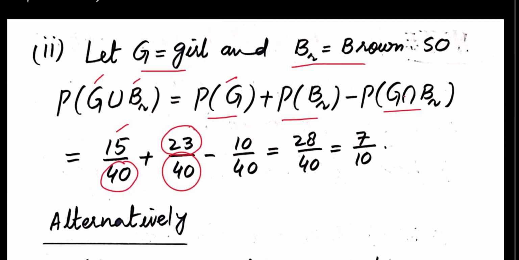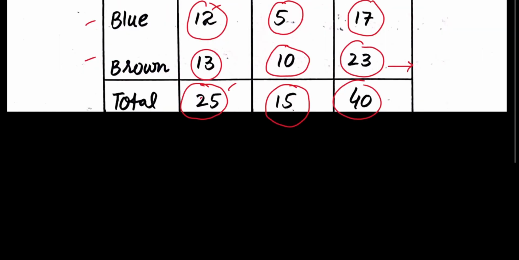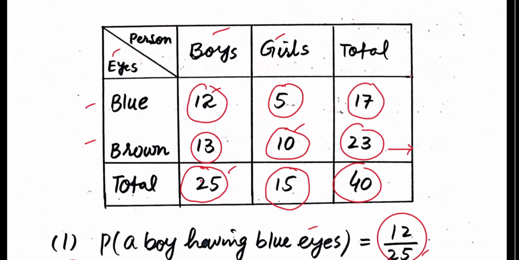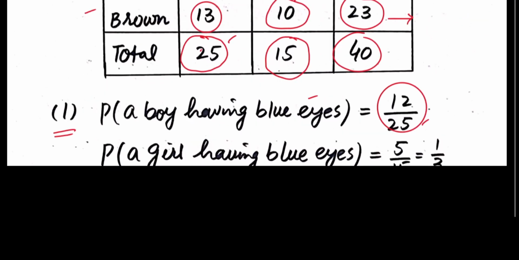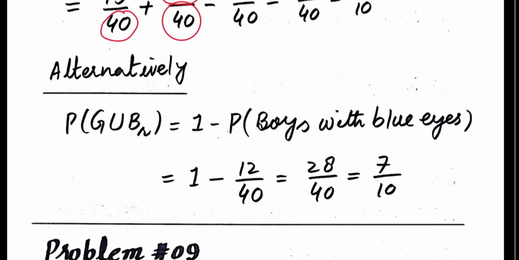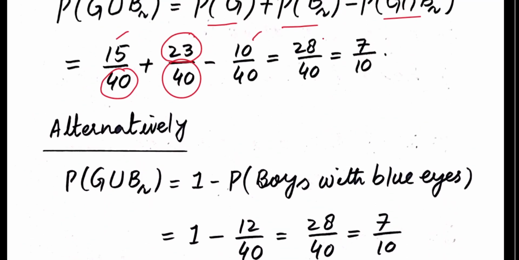Similarly, from the table you can see how many girls have brown eyes. These are 10. Yes, there are 10 girls that have brown eyes. So this is the number in the intersection of girls and brown eyes. So this becomes 28 by 40, that is 7 by 10.